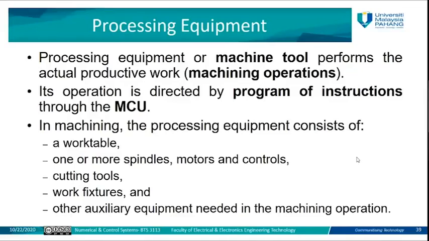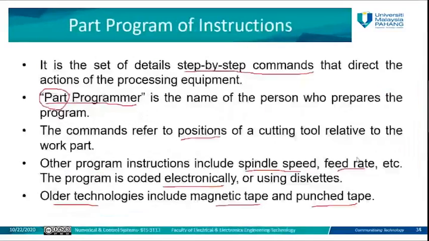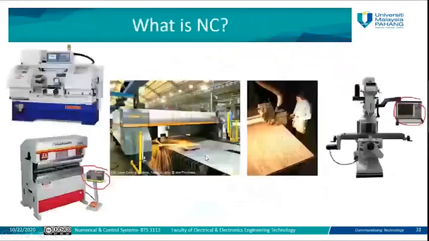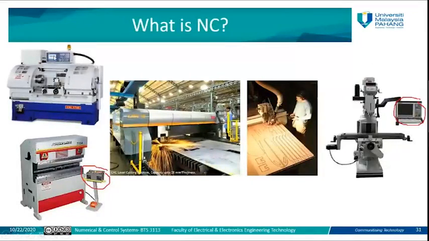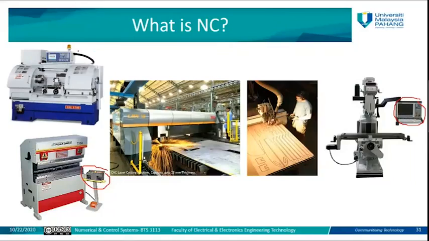So in machining here, the processing equipment consists of a work table. Usually if you see here, if we say this is the machine system, you have the tool here, you have the work table. And if you have such a machine, this will be the control unit on the top here. So this one is the control unit, and this is the machine equipment itself.